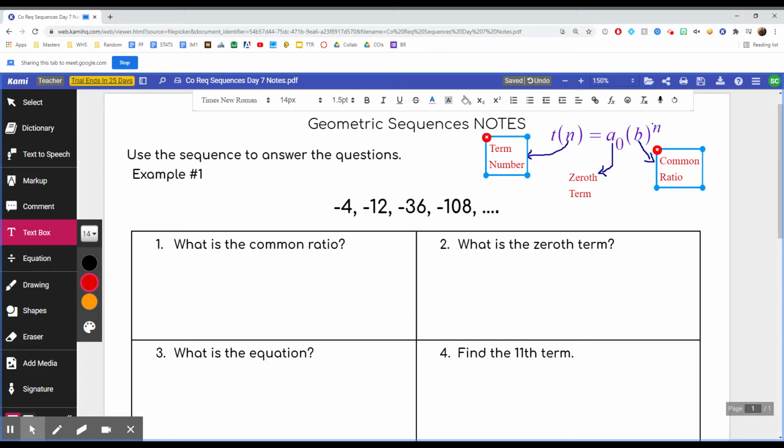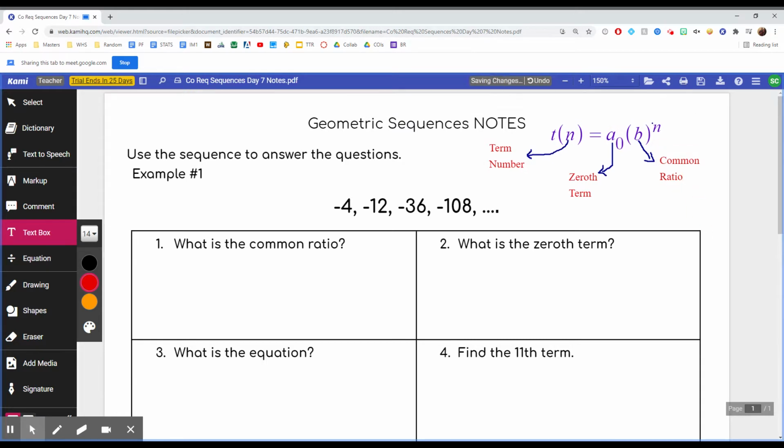Okay, so the only thing that will pretty much change is the 0 term and the common ratio. We already know how to find the common ratio. We know how to find the 0 term. All that we're going to do is put it together into the formula to come up with our equation. Okay, so let's go over two examples. The first example says, use the sequence to answer the questions that follow. Our sequence is -4, -12, -36, and -108.